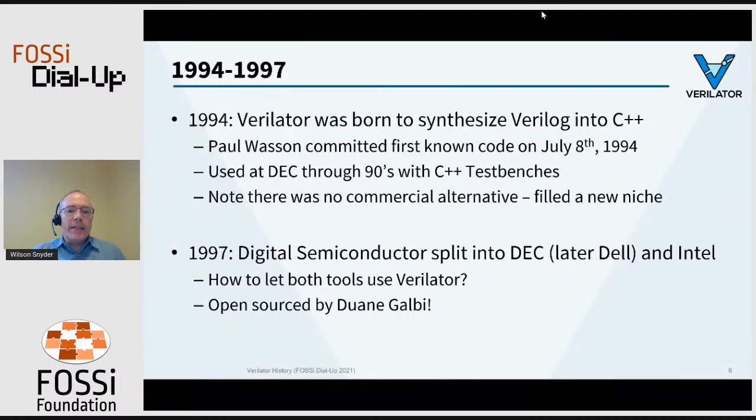Then in 1997, Digital Semiconductor, which was the semiconductor version of DEC, split into a division that became DEC, which later got bought by Compaq and then Dell, a long sequence of death, I guess you'd call it. And then half of the group also got bought by Intel, and both groups wanted to be able to use Verilator. So Dwayne Galbi said, okay, a way that both companies can use it, can guarantee that it's available and can contribute back, is by open sourcing it. He drove it through the vice presidents, and that was almost a year-long process to get it out.